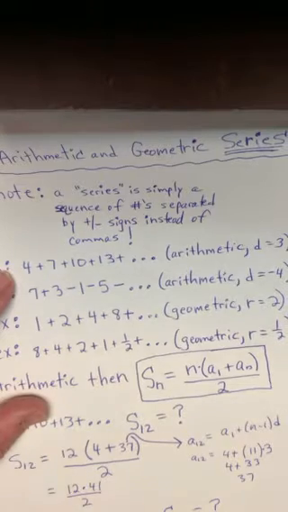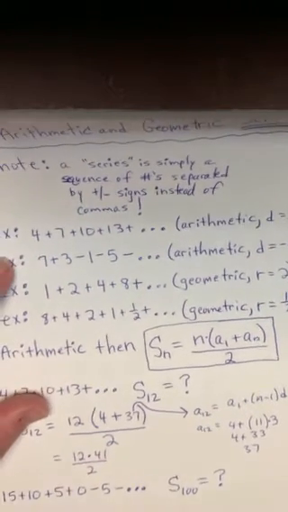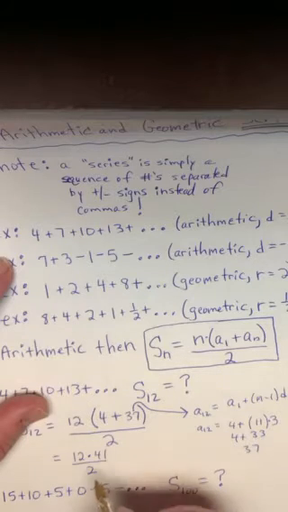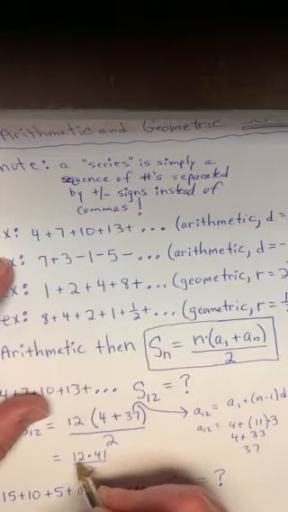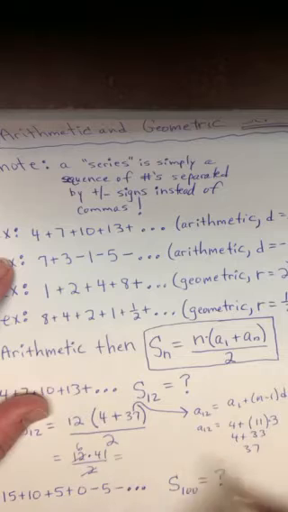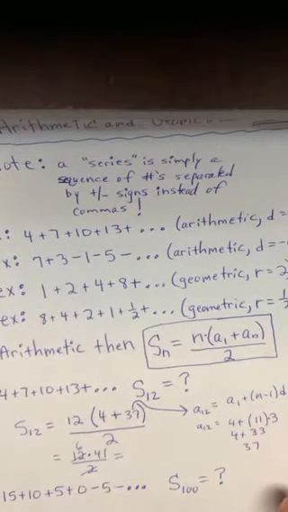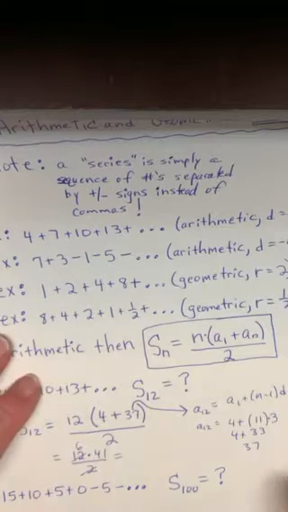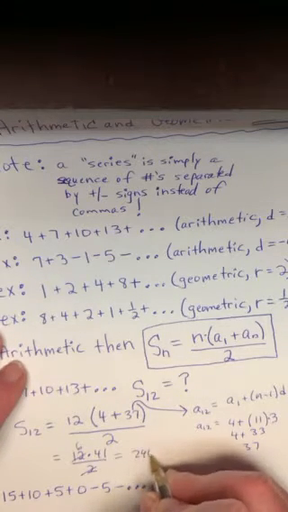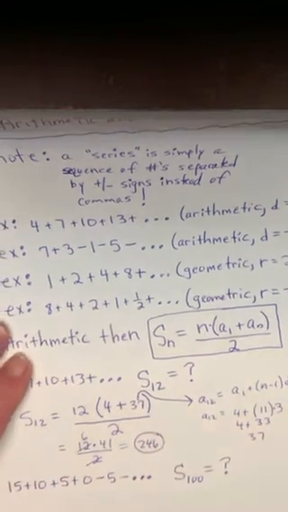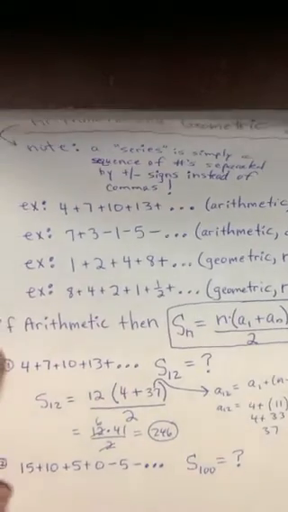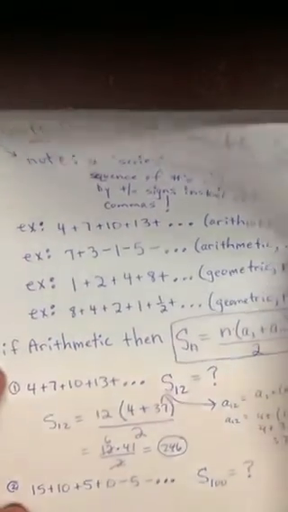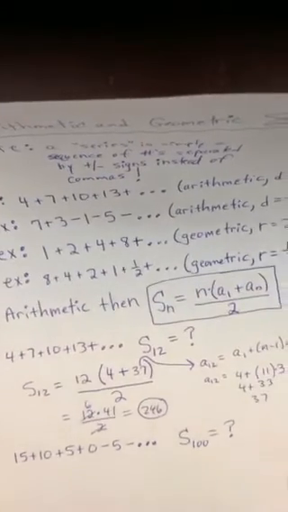Now guys, you could take 12 times 41 on your calculator and then divide that answer by 2, and that's fine. I'm just going to do this. I'm going to cancel the 2 and change the 12 to a 6. So really all I'm typing in my calculator is 6 times 41, which is 246. And that's what I'd get if I added the first 12 terms together. Okay? All right, let's try another one here.